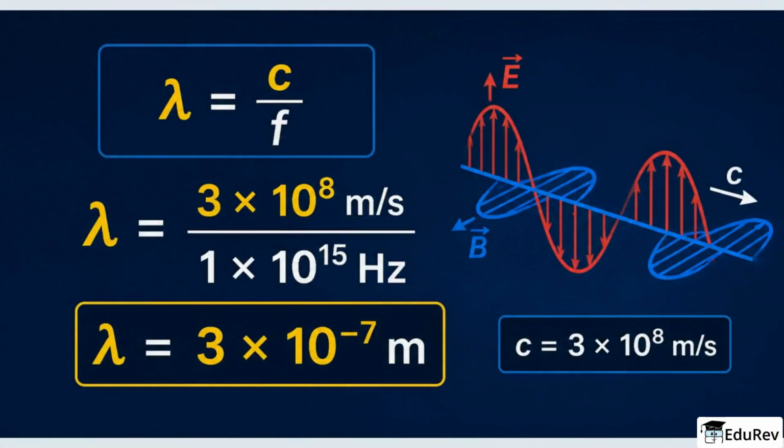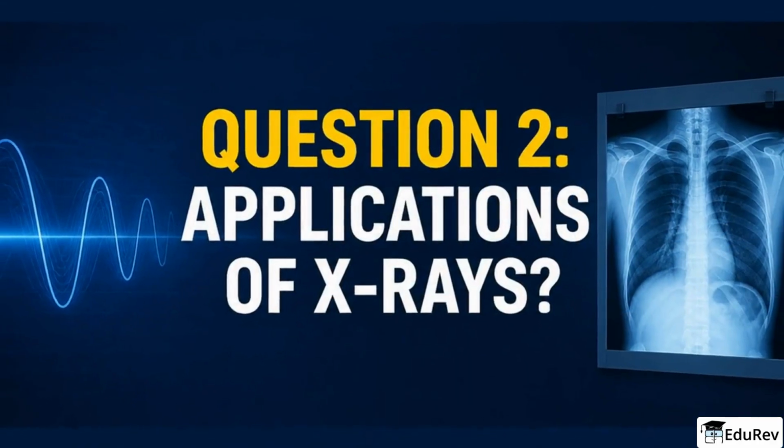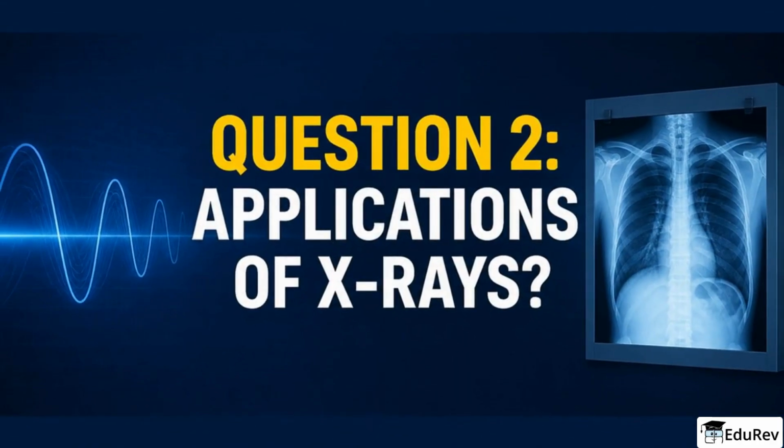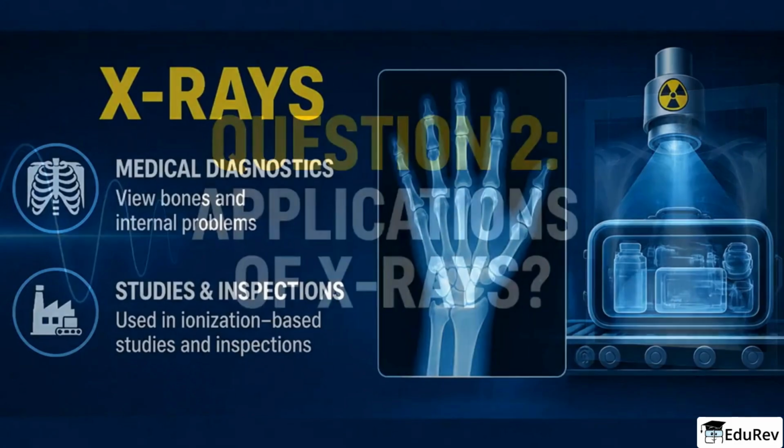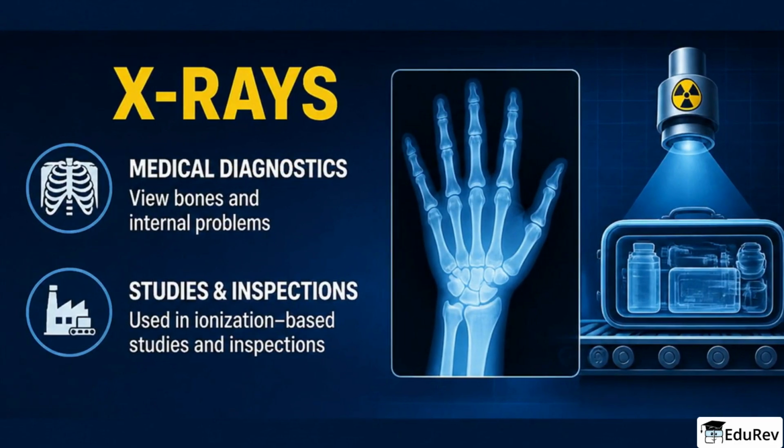Now wavelength lambda equals c divided by f. So lambda equals 3 times 10 to the 8 meters per second divided by 1 times 10 to the 15 Hertz, which equals 3 times 10 to the minus 7 meters. Question number 2 asks, what are the applications of X-rays? X-rays are used in medical diagnostics to see bone fractures and other internal problems. And they are also used for ionization-based studies and inspections.